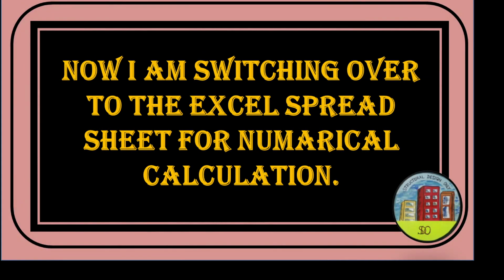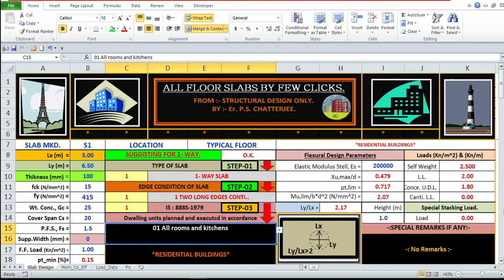Now I am switching over to the Excel spreadsheet for the numerical calculation. Welcome to my Excel spreadsheet for all floor slab by few clicks. These blue colored values are the parameters which we can change, and these red colored values we cannot change. This is auto generated.